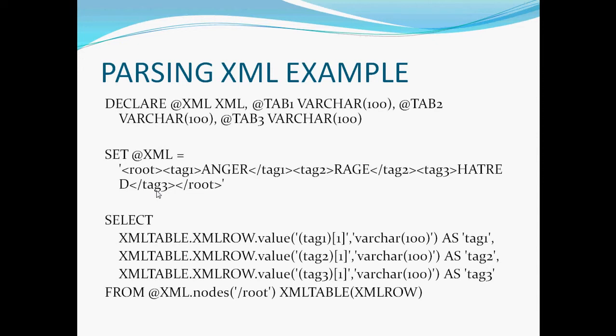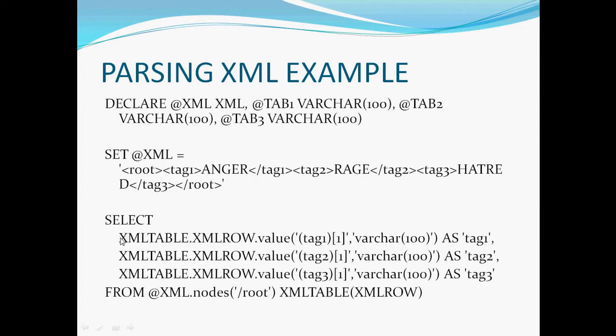So basically, I have these tags, and I want to get these values from these tags using SQL. So what I'm going to do is parse the XML using a select statement. So select from my XML variable .nodes, and I'm going to go up one level to its root node. So I'm going to root, and I'm going to call this root node XMLTable, and every subtag after that will be XMLRow.